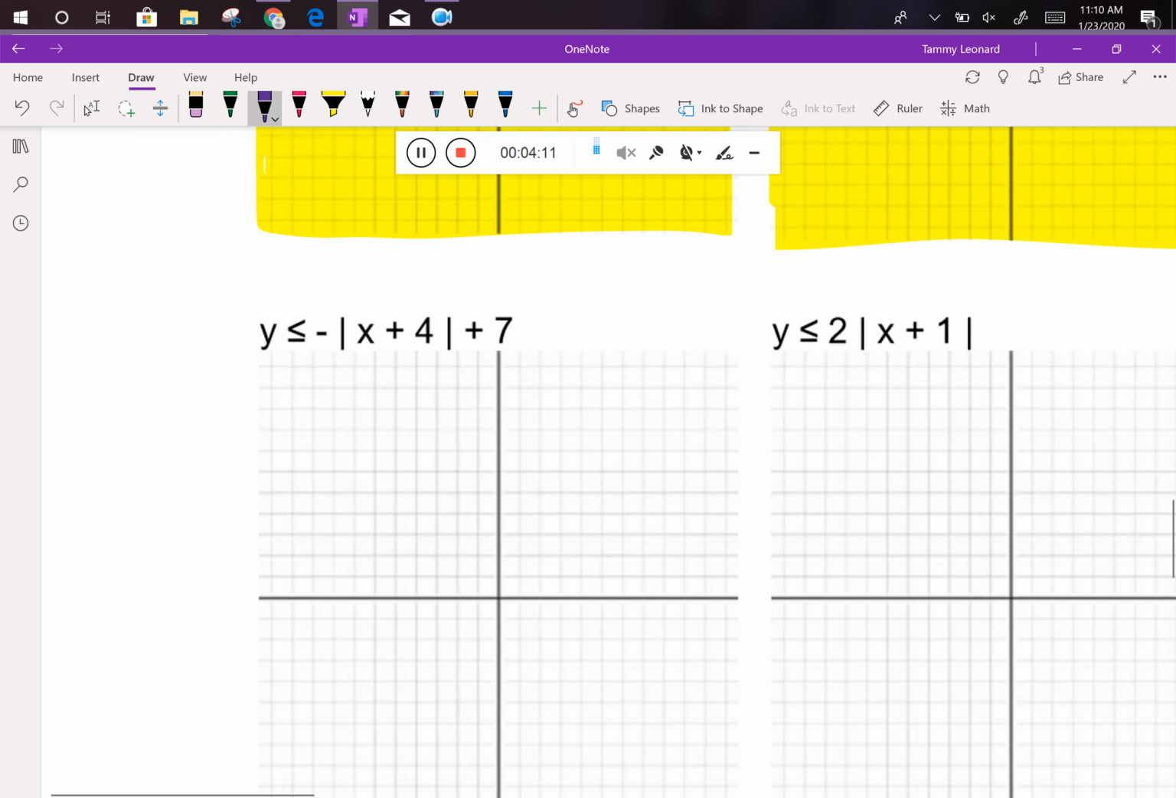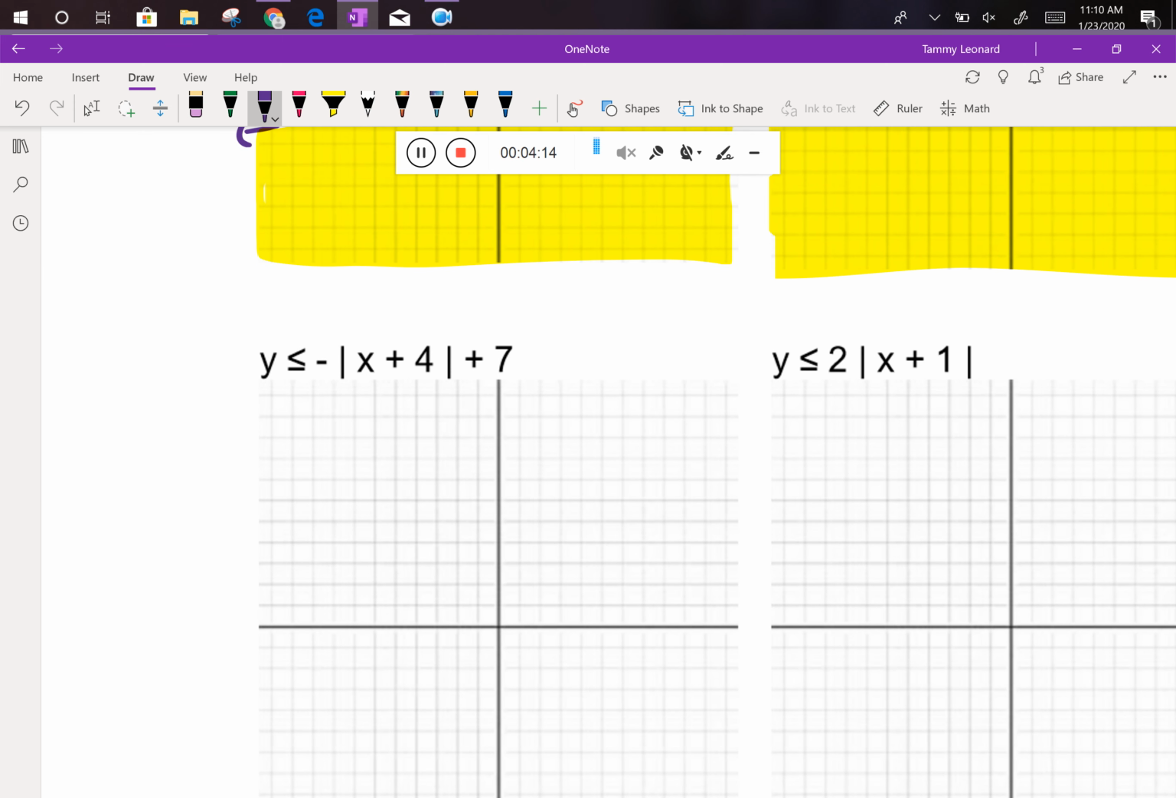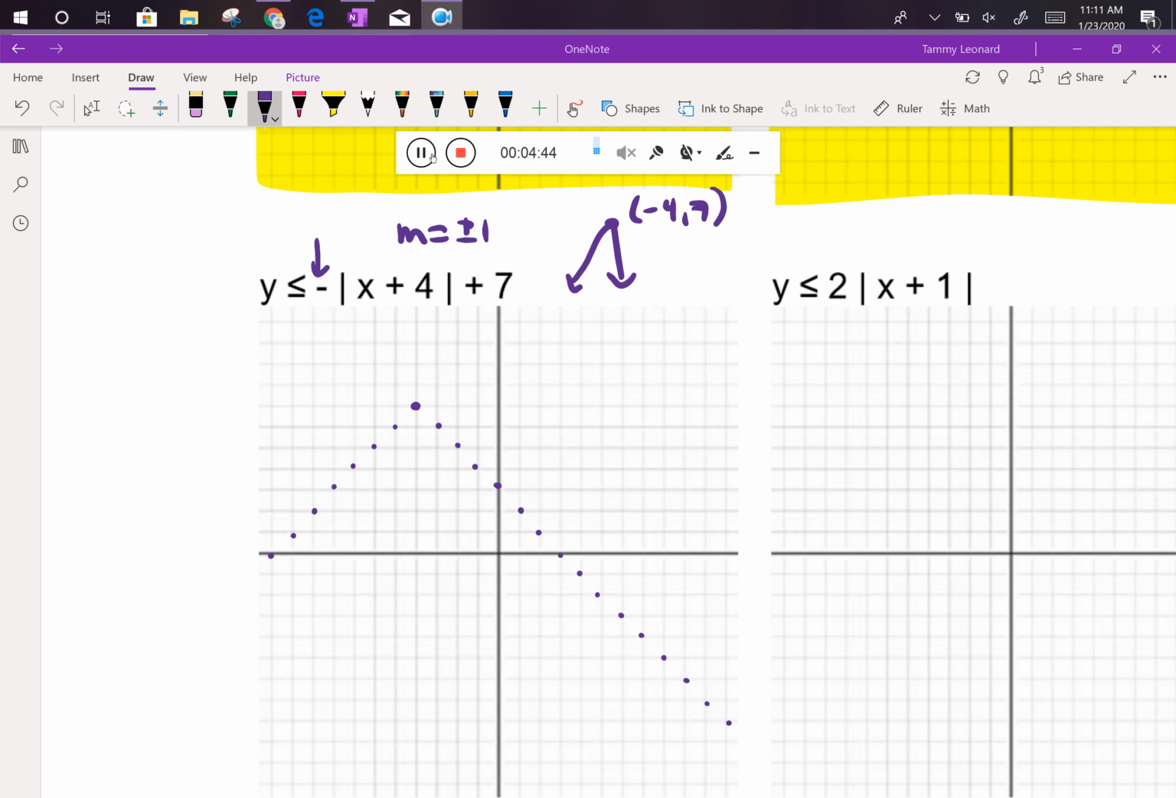Let's take a look at the next row of problems. Again, we have some absolute values. Notice this one opens upside down because of this negative out here in front of the absolute value. And it opens upside down from the point (-4, 7). There isn't a number other than that negative there, so our slope is still plus or minus 1, but I need to make sure that I go down instead of up. So starting from (-4, 7), I'm going to go down 1 over 1 and down 1, back 1, all the way across. This time I have an or equal to, so I get to draw solid lines ending in arrows.